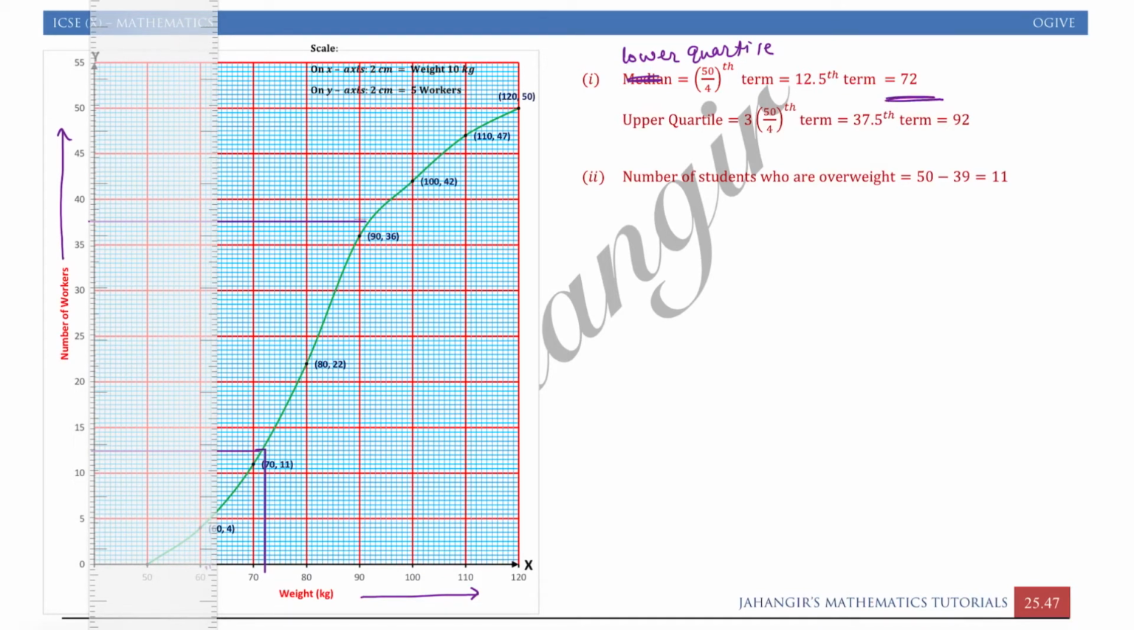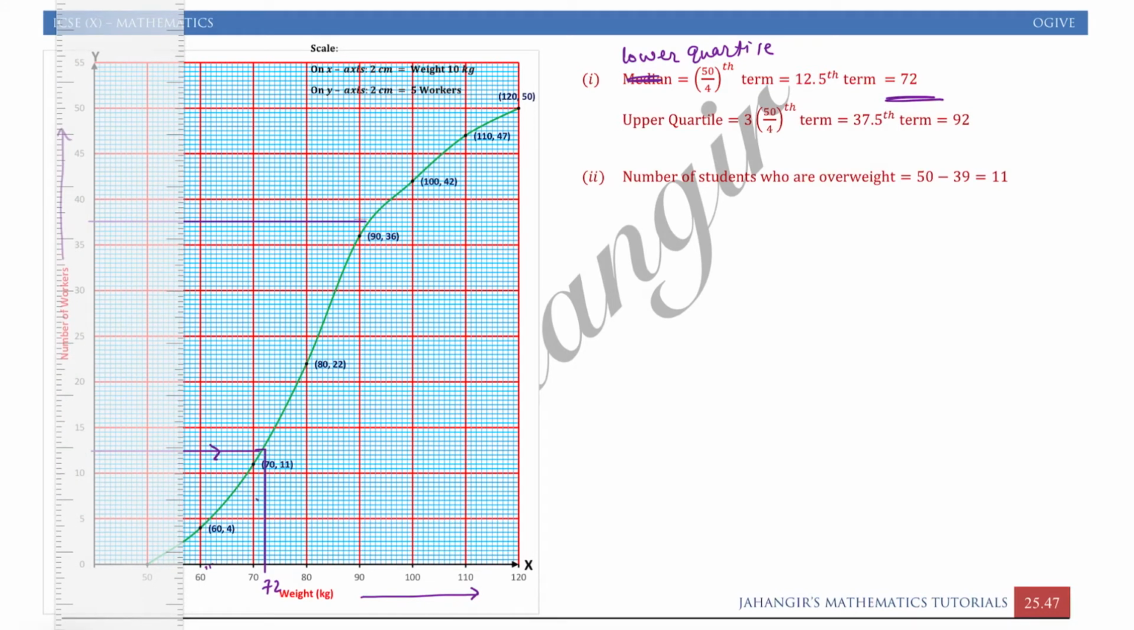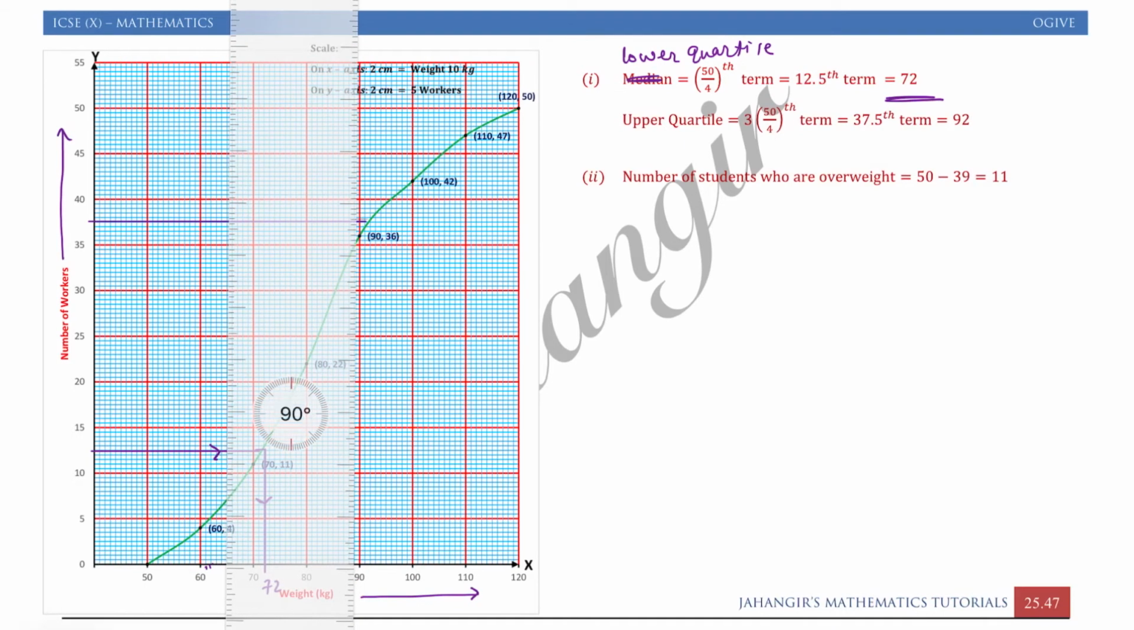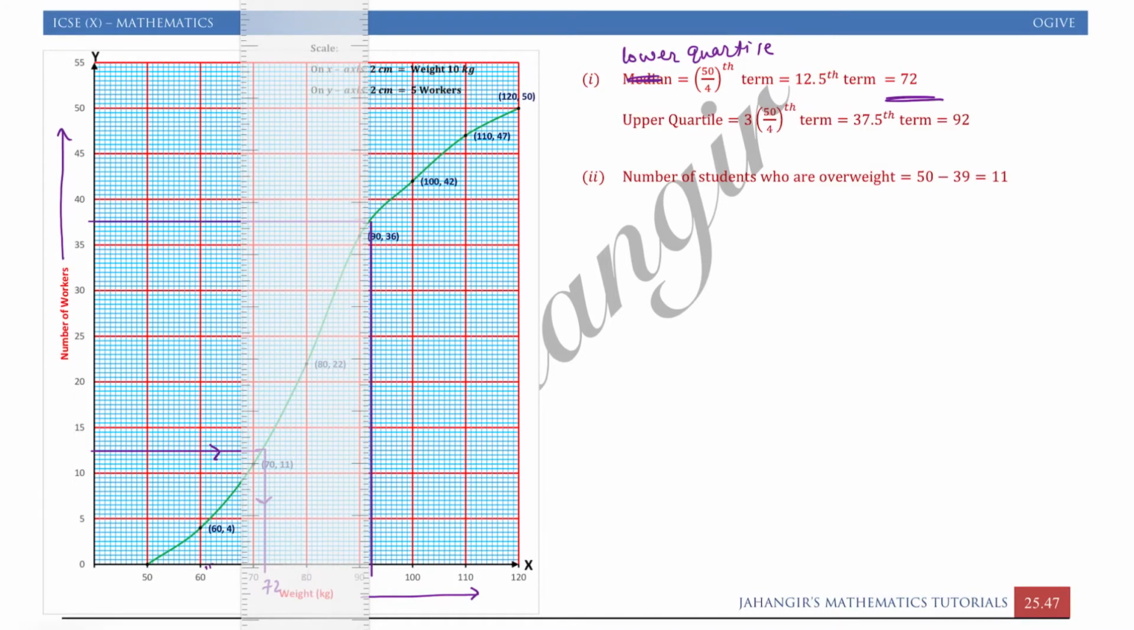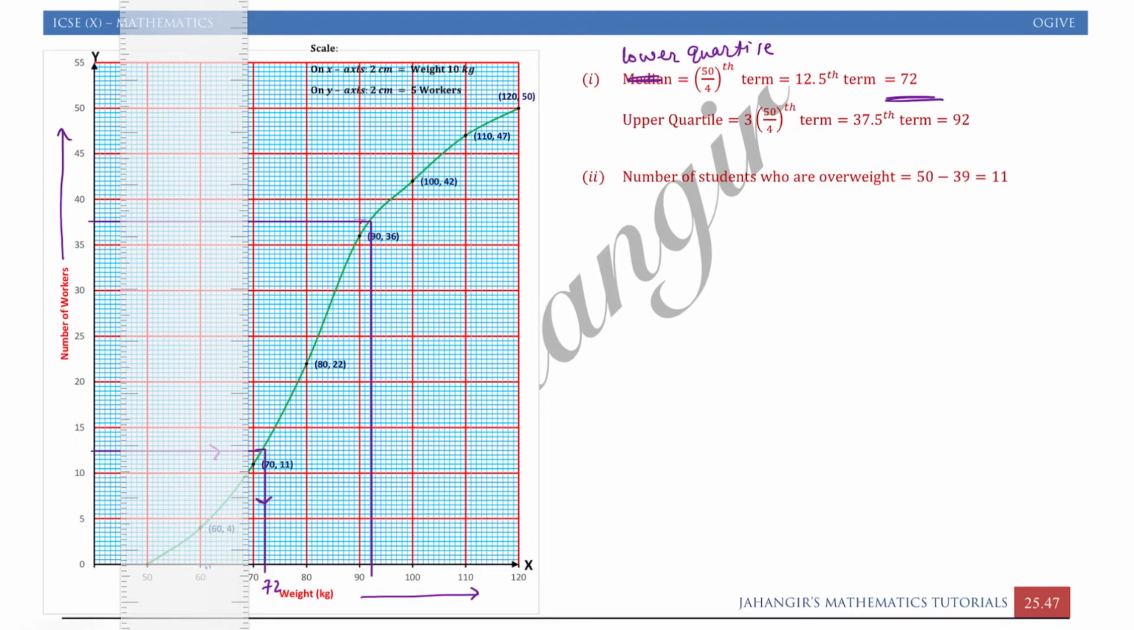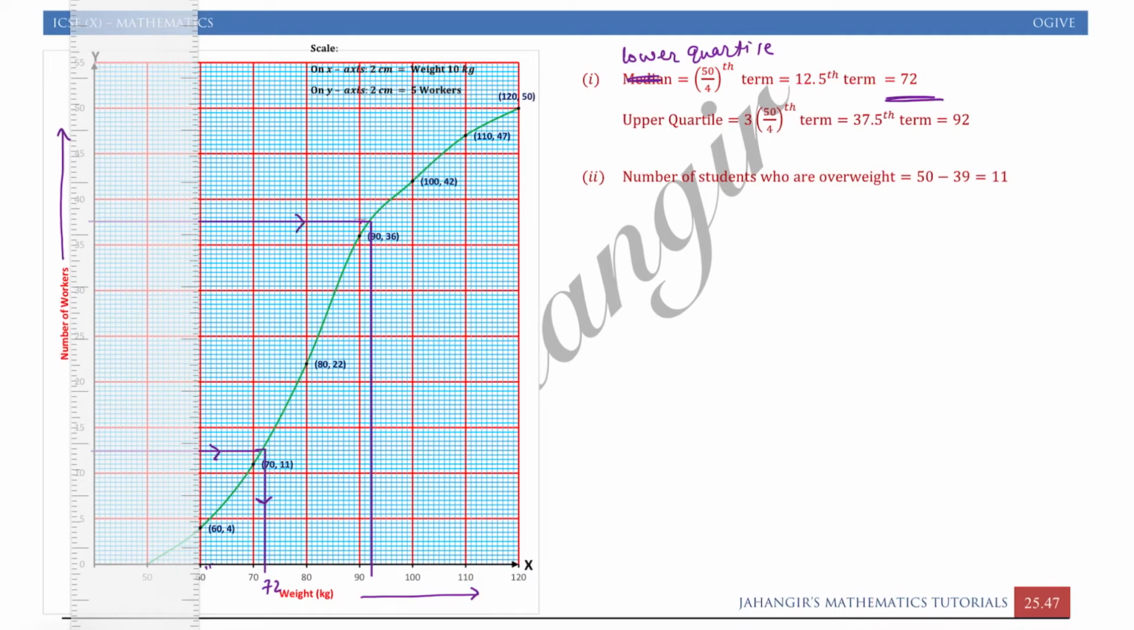Okay, so lower quartile is 72. You can take reading, this is 72. And then upper quartile is 37.5 paise. We will take reading as 91, 92 per straight line. This is 92. So upper quartile is 92, lower quartile is 72.